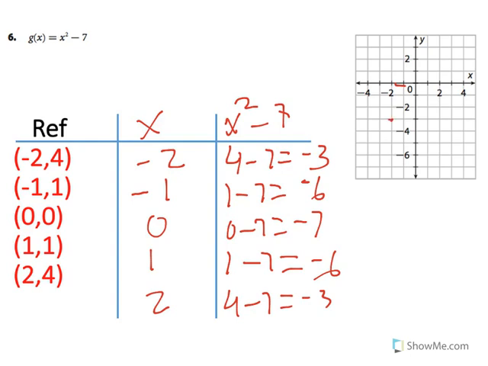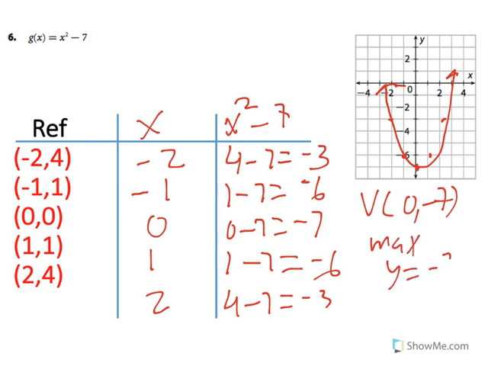negative 2, negative 3 is this point. Negative 1, negative 6. And 0, negative 7. And 1, negative 6. And 2, negative 3. So then this is our graph. Okay, so then the vertex is 0, negative 7. So we have a maximum, y equal to negative 7, and our axis of symmetry, x equal to 0.